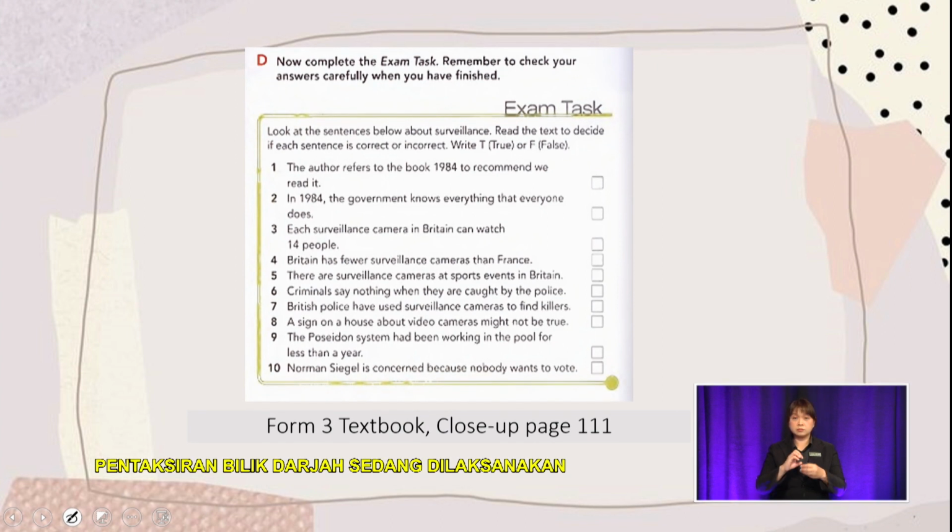Number 7. British police have used surveillance cameras to find killers. Anyone? Nivila? True. Yes, it's true, definitely. Number 8, the sign of a house about video cameras might not be true. This one is a little bit tricky. What do you think? I think it's true. Yes, it's true. Sometimes they just put the sign so that people get scared. Yeah, they get scared, they run away.